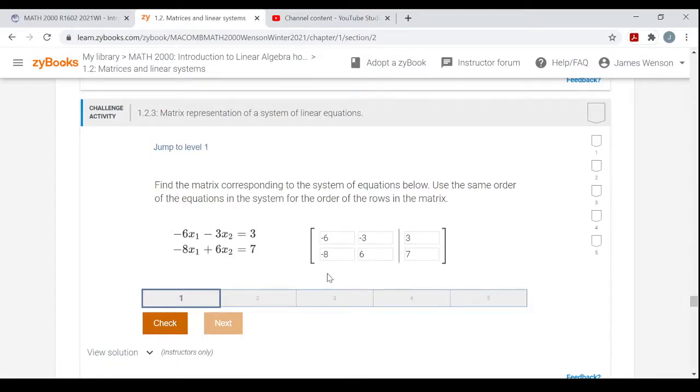The reason we're doing this is so we don't have to keep writing the variables over and over again, because that would get tedious. Writing just the matrix with the numbers involved and keeping in mind what each column means: you know the first column is for x1s, the second column is for x2s, the bar means equals, and the third column is for the constants. It'll make things a lot easier when we go into solving these systems.